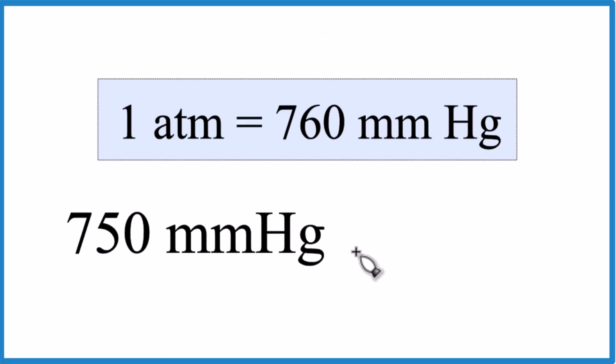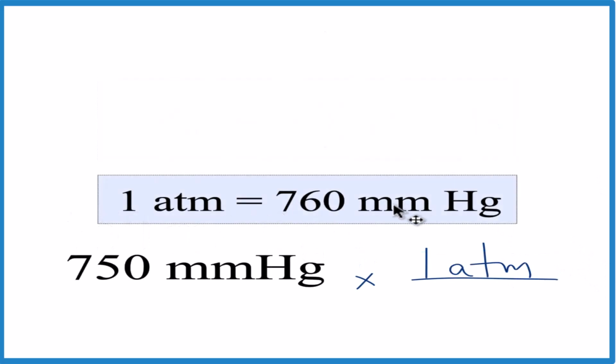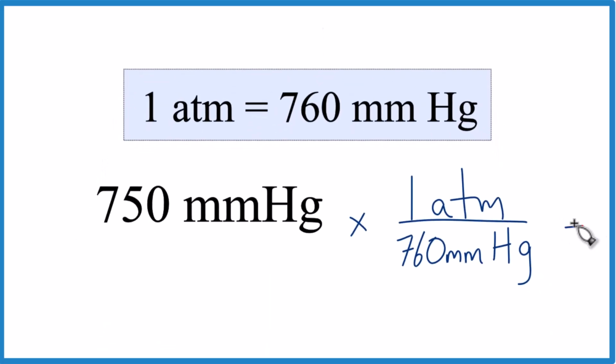So we multiply by a conversion factor. We want to end up with atmospheres, so we'll put that on top of our conversion factor. In 1 atmosphere, that equals 760 millimeters of mercury. That goes on the bottom, so these will cancel out. When we multiply millimeters of mercury on the top and bottom, that's gone. We're left with atmospheres. That's what we're looking for.